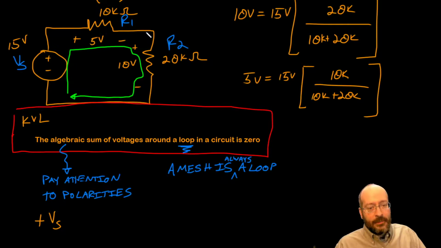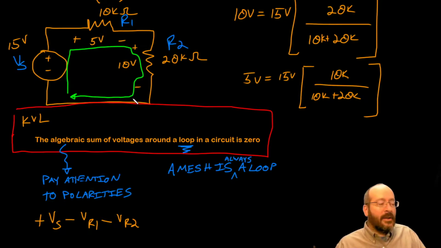As I move from left to right across R1, I'm moving from high voltage to low voltage. So that's going to be a voltage drop, and I think of that as minus, and that's going to be VR1. Now I'm over here at this node, and as I move from this node across R2 to this node, I'm going from high voltage to low voltage. So that's going to be another drop. I'm going to say that's minus, and that's going to be VR2.